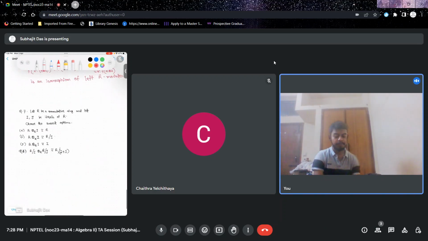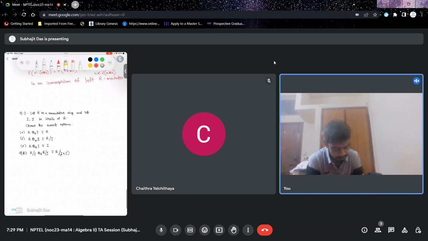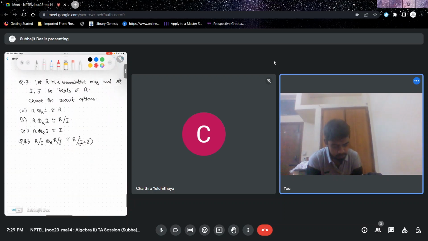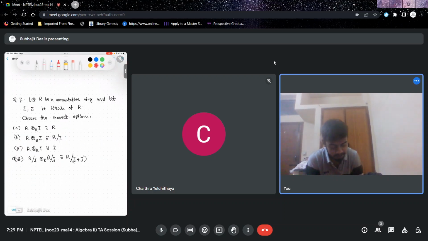Okay, let's come to problem 7. This is a good one. You just have to use a universal property, that's all. But it's a bit time consuming, so let's see if we can do it quickly. R is a commutative ring, I and J are ideals of R, and we need to figure out which of the following are correct. So what do you think? Which of these will be correct? Is A correct? R tensored over R with I is isomorphic to R.